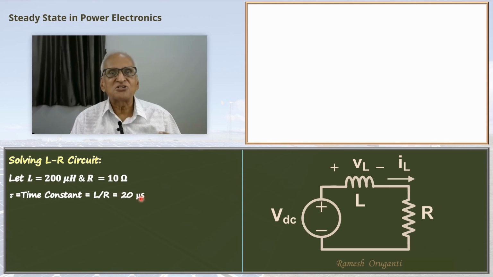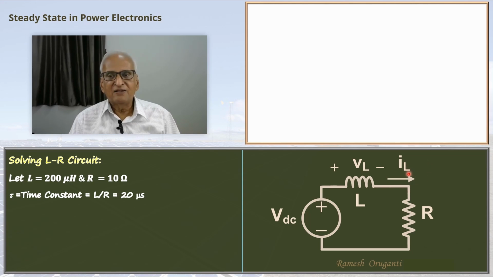If the time constant is a large value, then you know that the response will be slow. If the time constant is a small value, then the response will be faster. So the time constant determines the speed of response of the circuit. We wish to solve this circuit. Solving this circuit in this case means finding the current and the voltages everywhere. Let us find the current.